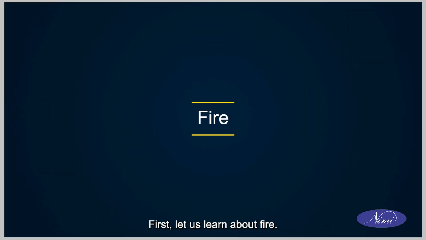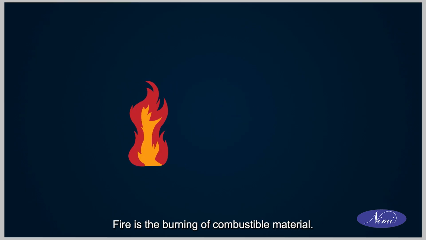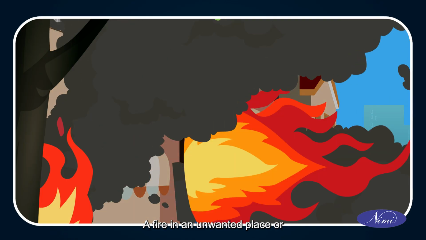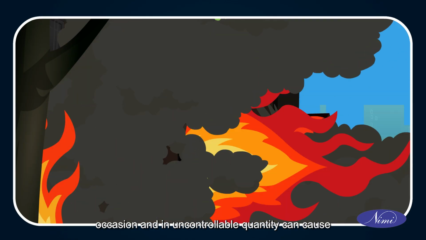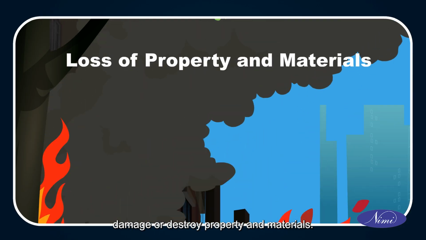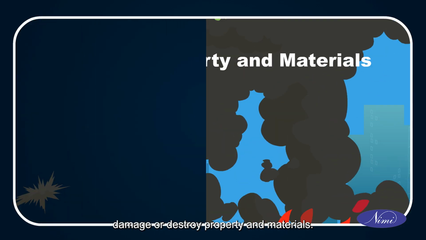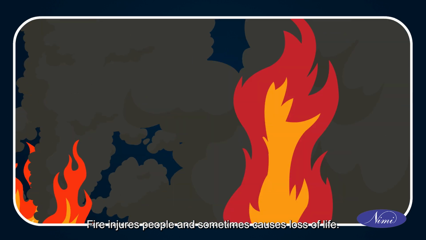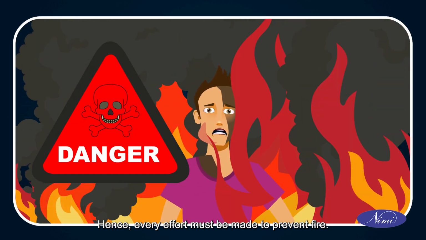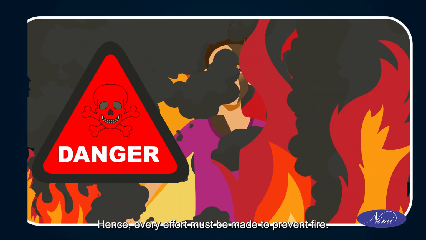First, let us learn about fire. Fire is the burning of combustible material. A fire in an unwanted place or occasion and in uncontrollable quantity can cause damage or destroy property and materials. Fire injures people and sometimes causes loss of life. Hence, every effort must be made to prevent fire.